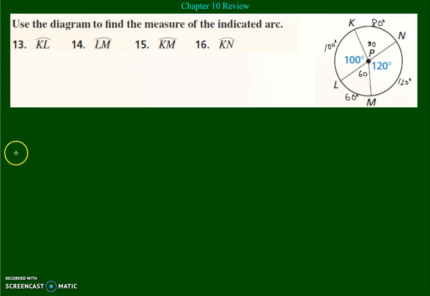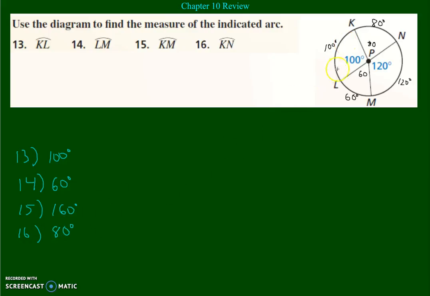Now we can go ahead and answer these questions. 13 is arc KL. Arc KL is 100. 14, LM. Arc LM is 60. 15, KM. Arc KM is 100 plus 60. So that's 160. And 16, KN. KN is 80.